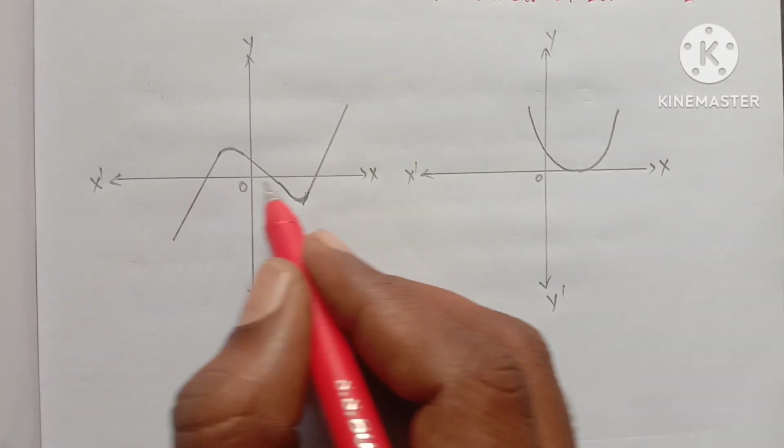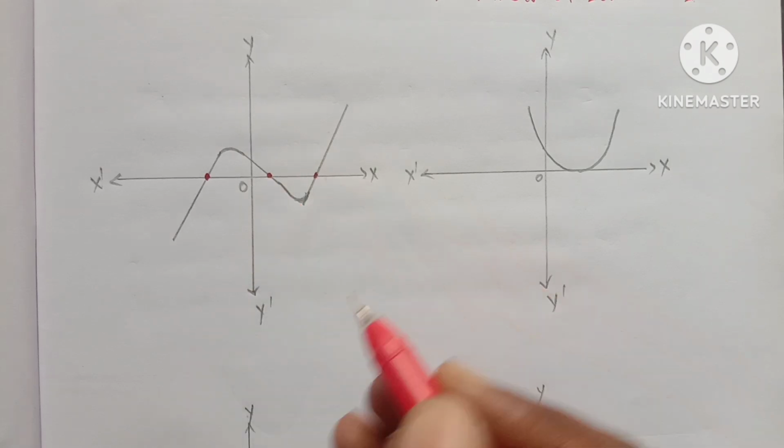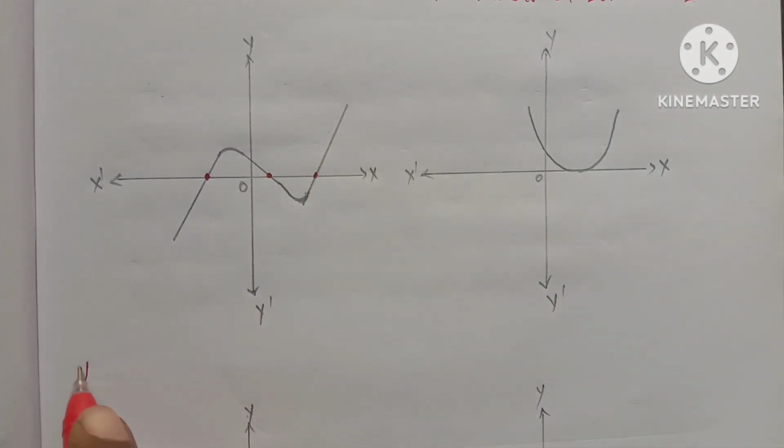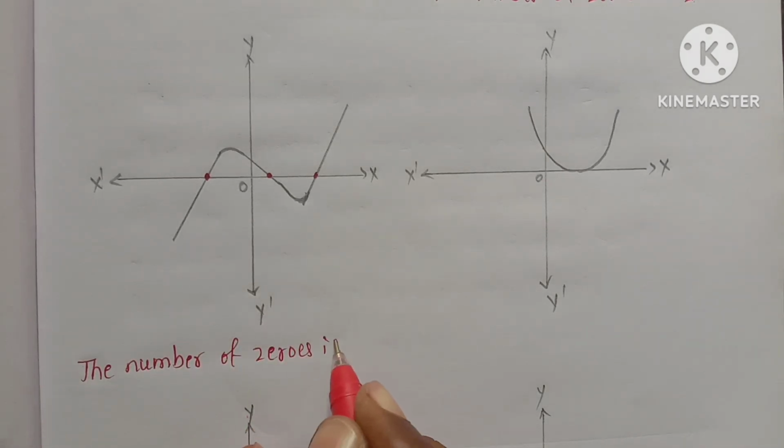And we will see some other examples. This is the third figure. Observe this third figure. The line crosses the x-axis at 1, 2 and 3 points. That's why the number of zeros in this figure is 3.